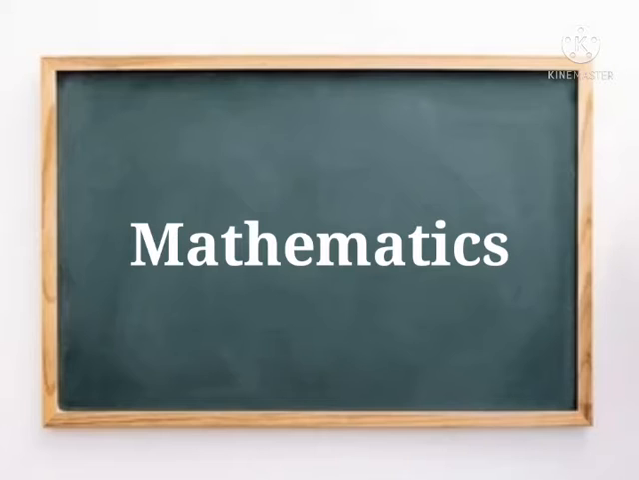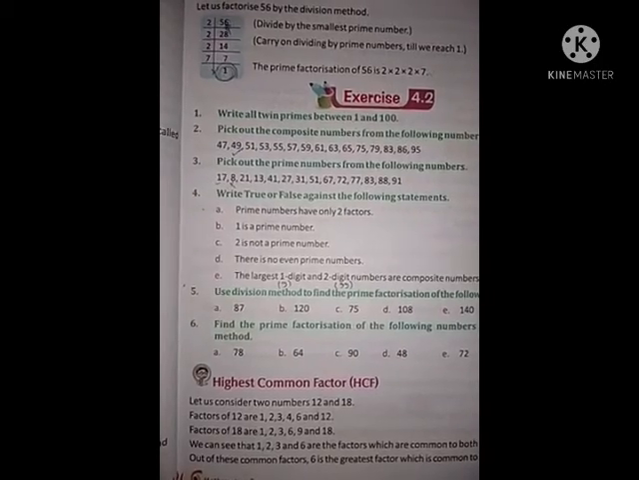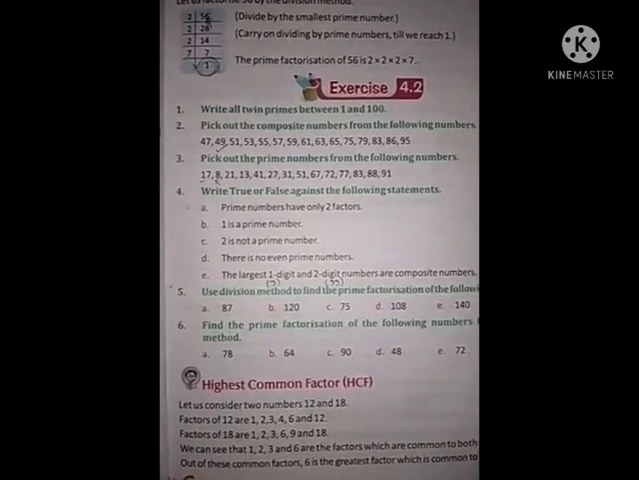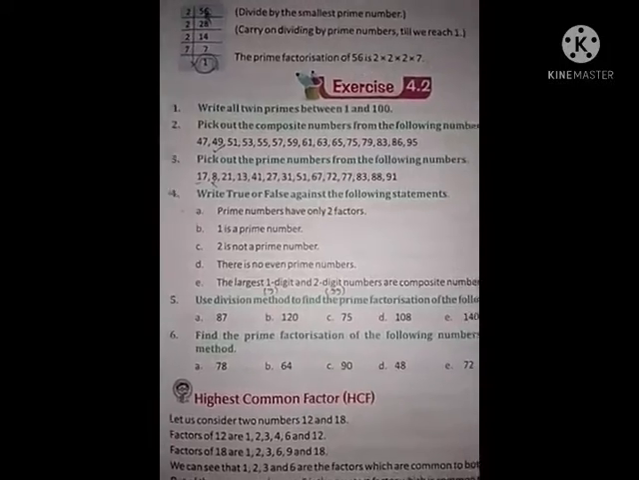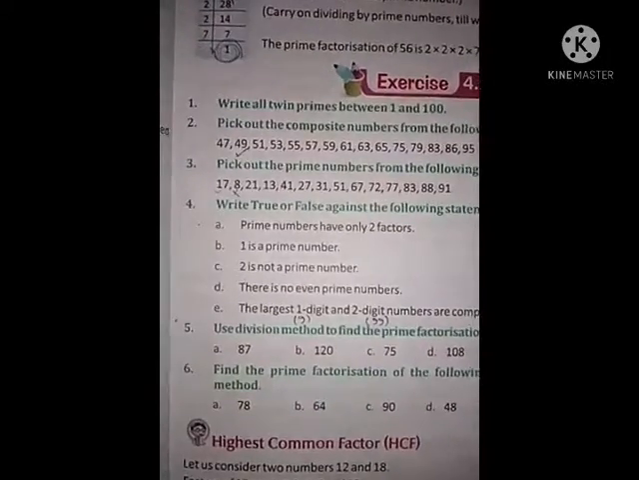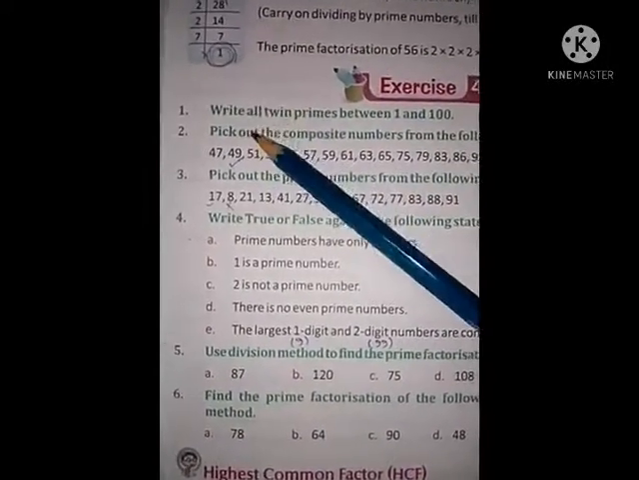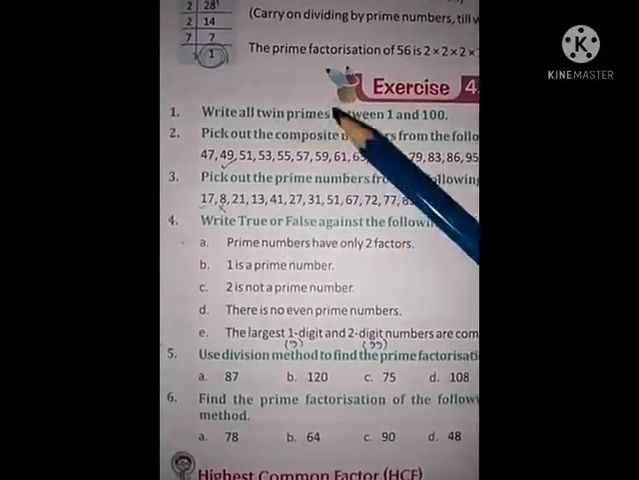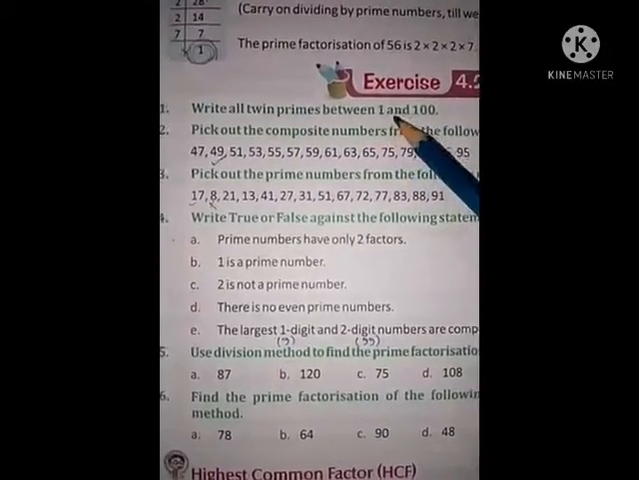In our previous class, we discussed prime numbers, composite numbers, prime factorization, etc. Right? So today, let's discuss exercise 4.2. First of all, see question number 1. Write all twin primes between 1 and 100.